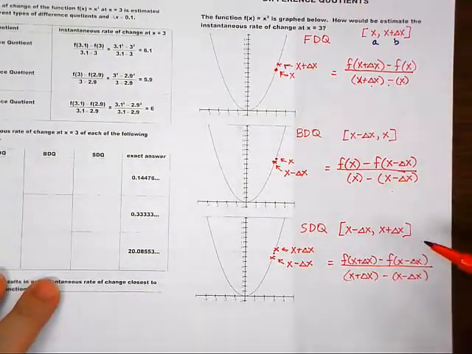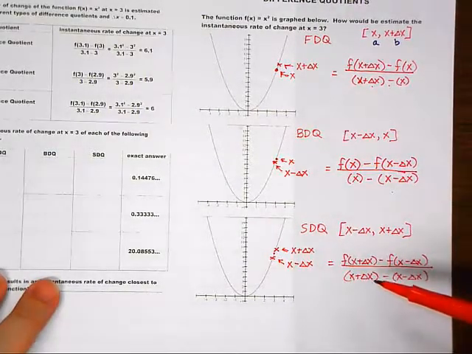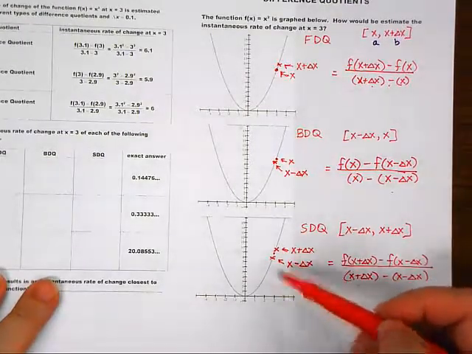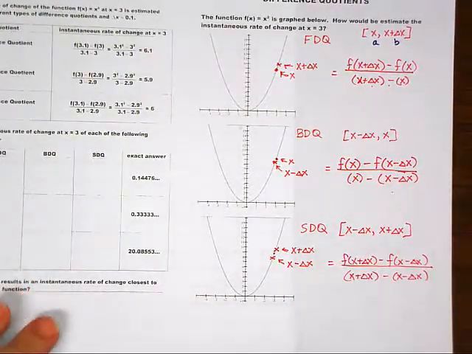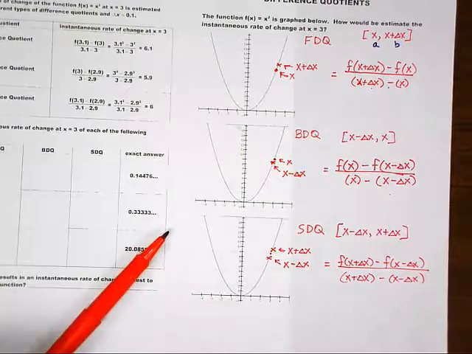I want you to take a minute and talk to your table, and think about which one of these 3 would be the best estimate of the exact slope through that one dot. Which one of those 3 do you think is the most accurate? Forwards, backwards, or symmetric? Would anybody like to volunteer what their table came up with and why?